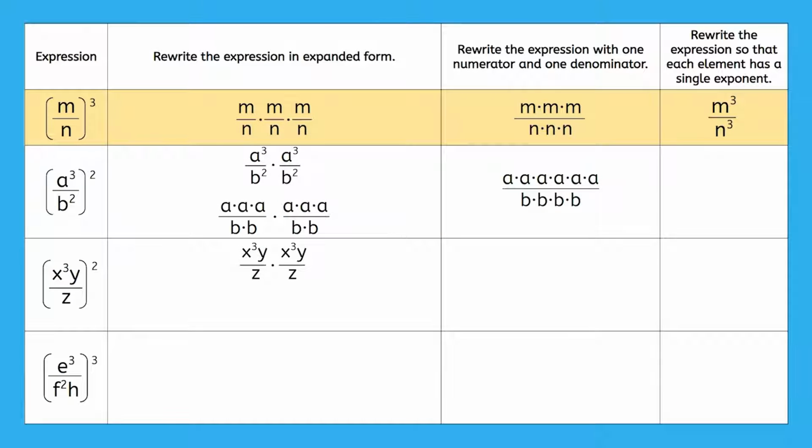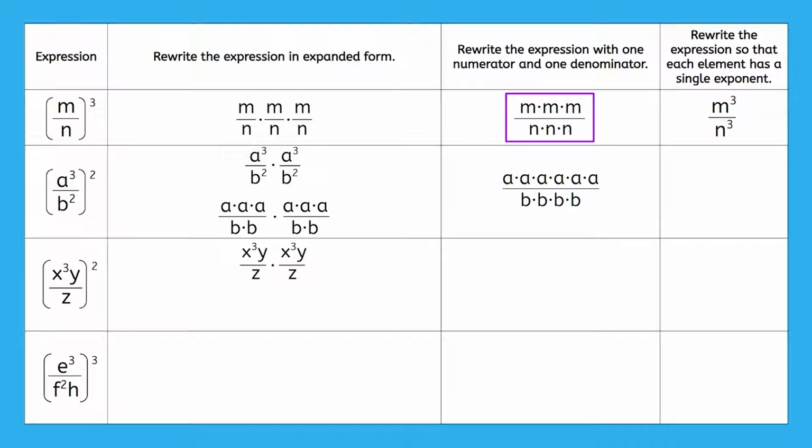In this first row, the starting expression is m over n cubed. The expression has that outer exponent of 3, so it makes sense why the next column has m over n multiplied by itself 3 times. The third column says to rewrite the expression with one numerator and one denominator. Because each of these m over n's are being multiplied, and multiplication is commutative, we can combine all the m's into one numerator and all the n's into one denominator.